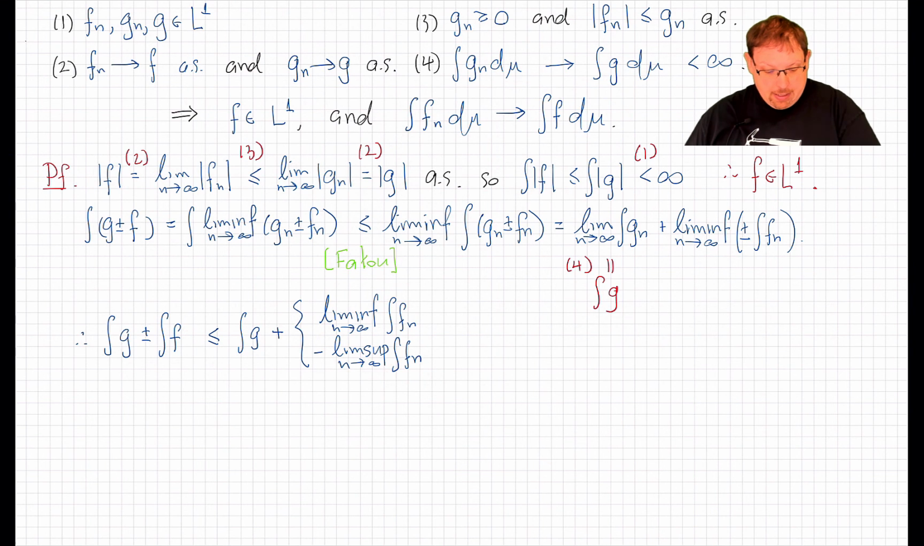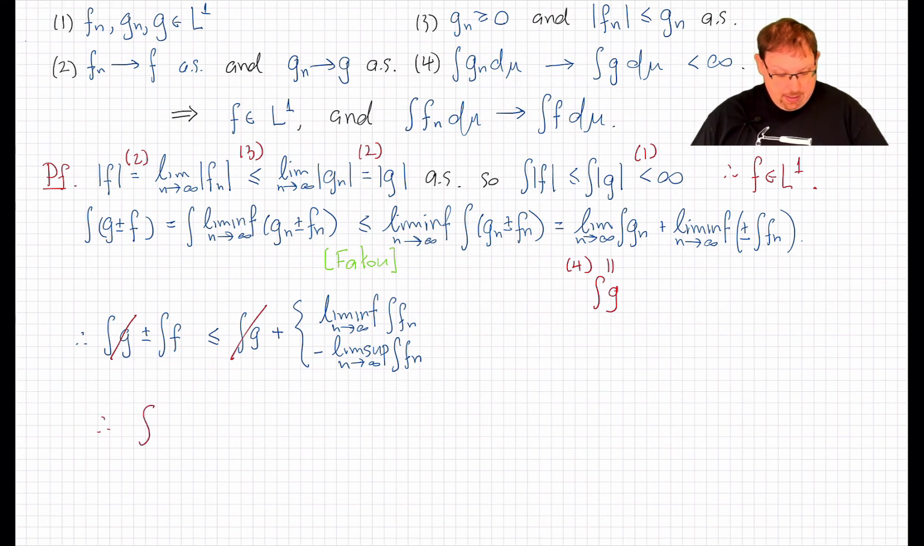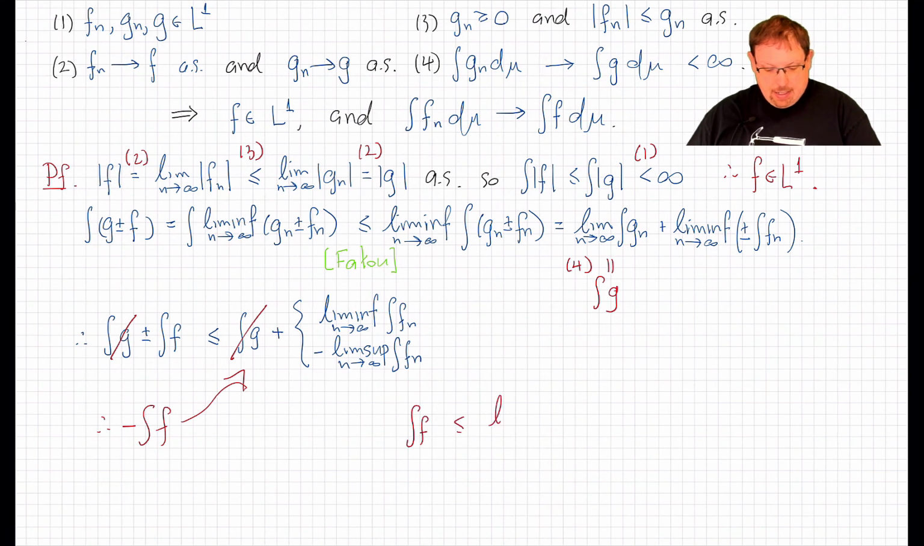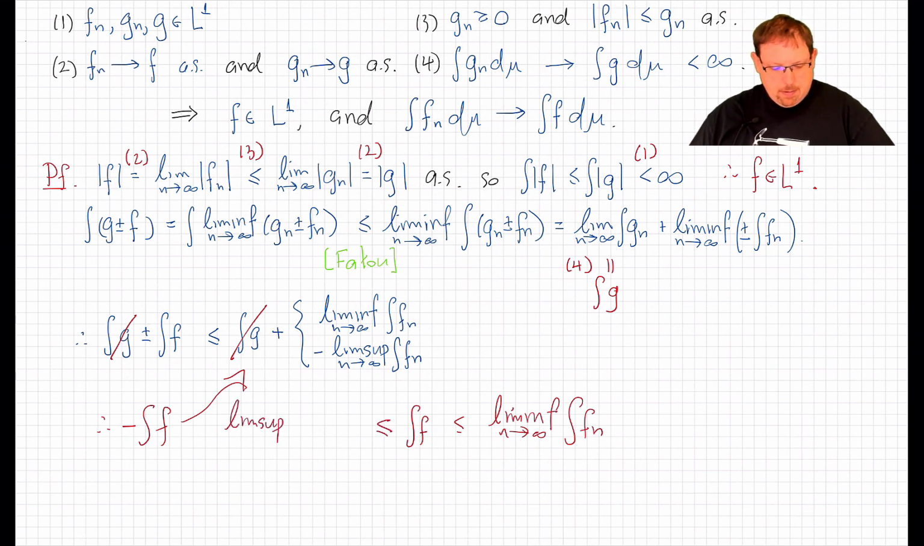Okay, now let's cancel the integral of g on both sides there, and what we get is that the integral of f is less than or equal to the lim inf of the integral of fn in the case where we had a positive sign, or that minus the integral of f is less than or equal to minus the lim sup of the integral of fn. So if we put those together appropriately and reverse the inequality in the negative case, what we've actually shown is that the integral of f is less than or equal to the lim inf of the integrals of fn and greater than or equal to the lim sup of the integrals of fn.